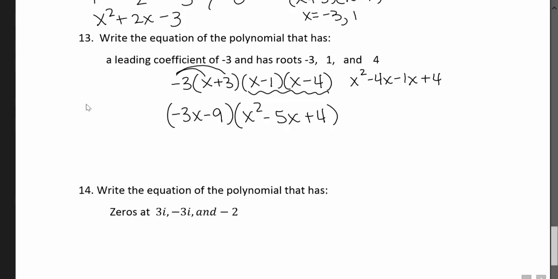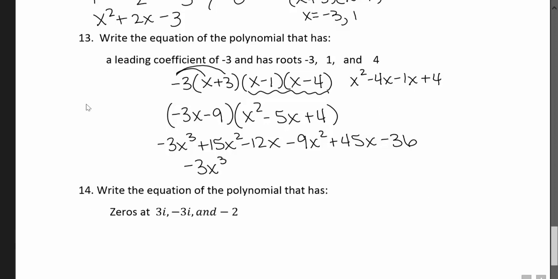So -3x times the whole second parentheses is -3x cubed plus 15x squared minus 12x. Now I'm going to distribute the -9, so -9x squared plus 45x minus 36. So then I just need to combine my like terms. -3x cubed plus 6x squared plus 33x minus 36.